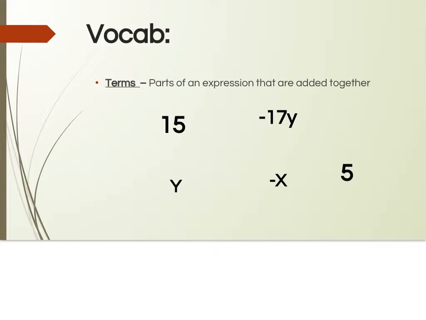They could be numbers like 15 or 5. They could be letters or variables like y or negative x. And they could be a term that has a number and a variable or letter in it, like negative 17y.